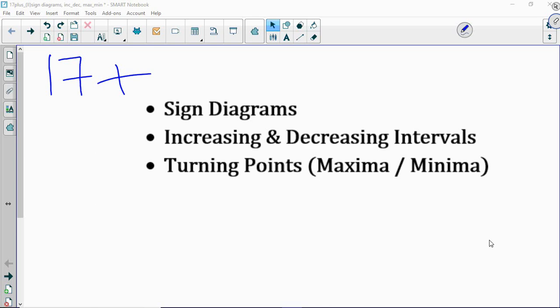And then we're also going to discuss turning points, which are the places where graphs change directions, where they change from being increasing to decreasing. That special point would be called a maximum. The plural is maxima. Or where they change from decreasing to increasing. That special point would be a minimum, plural minima.